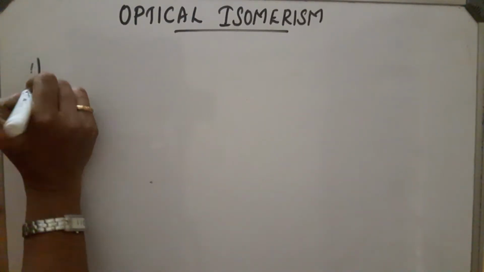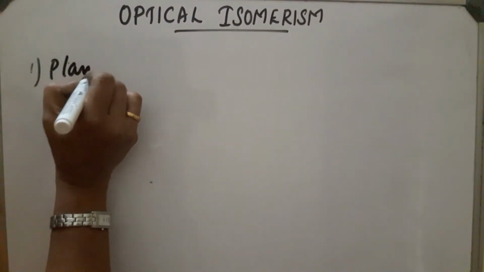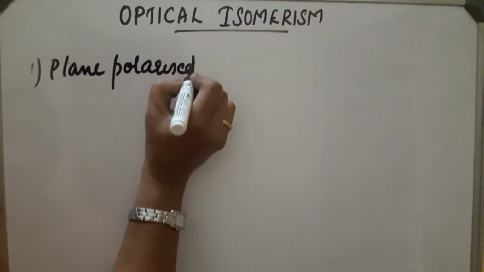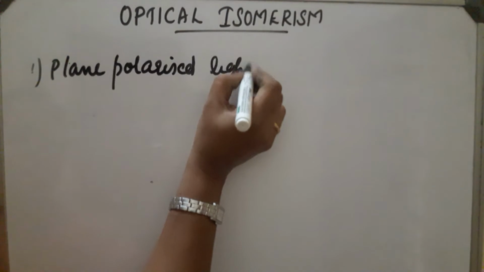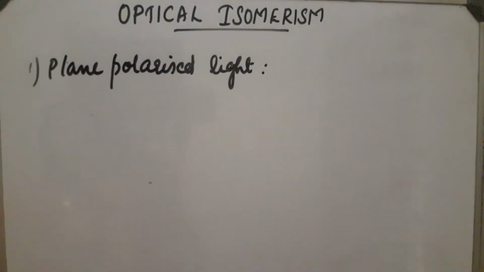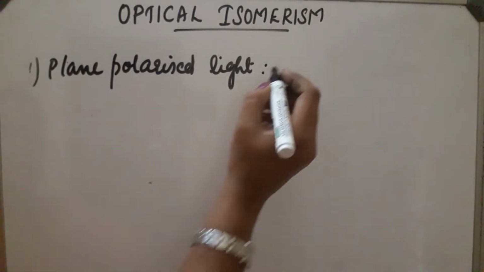Optical isomerism. It is the second type of configurational isomerism. First, let us see what is plane polarized light. Plane polarized light is the light produced when ordinary light is passed through the Nicol prism.